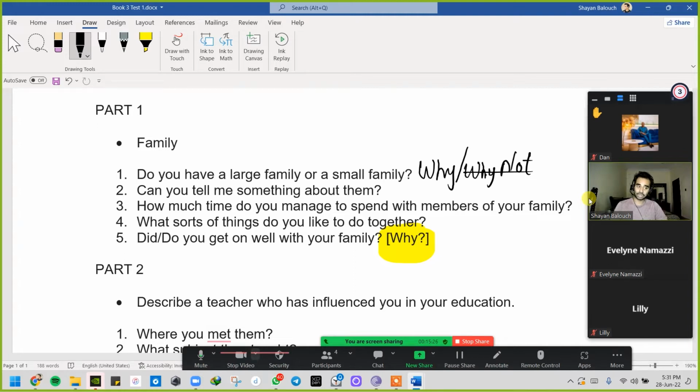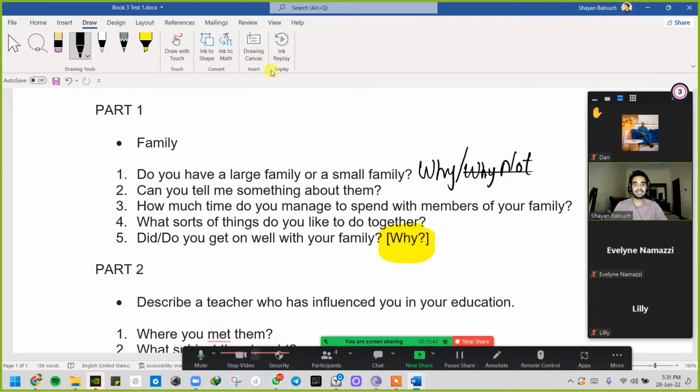Why and why not? Now, the examiner is not going to say why and why not. But let's say you say, no, I definitely don't like my hometown. But why not? Then you have to give an example. You will add it by giving an example, adding by a conjunction.